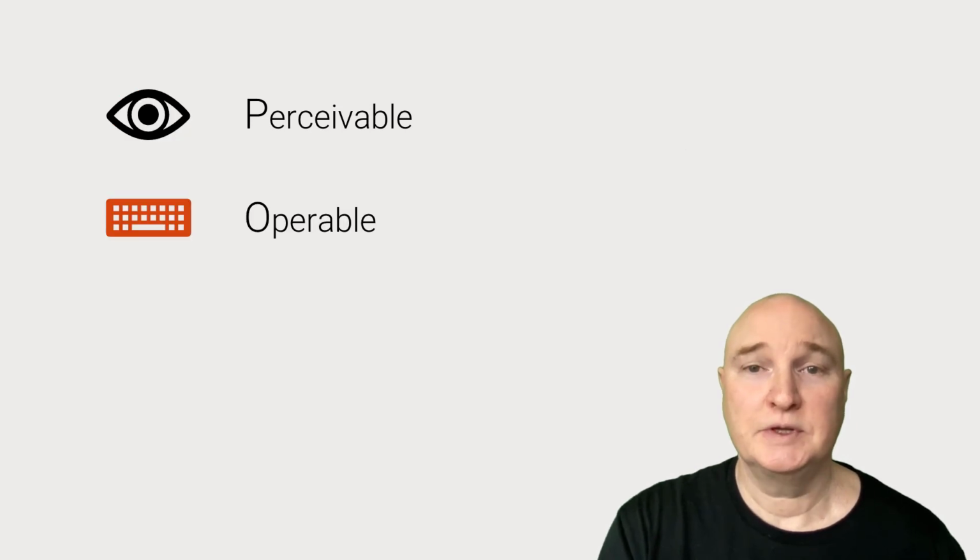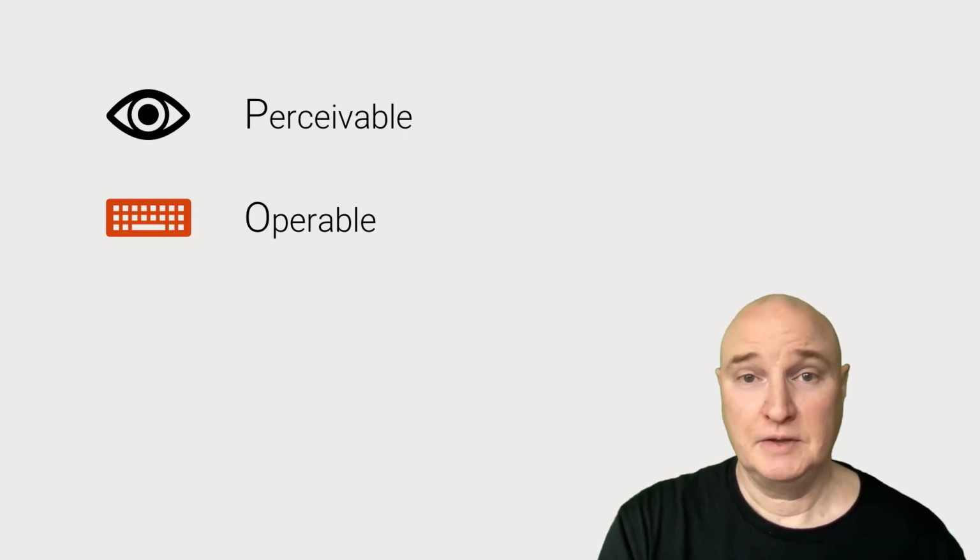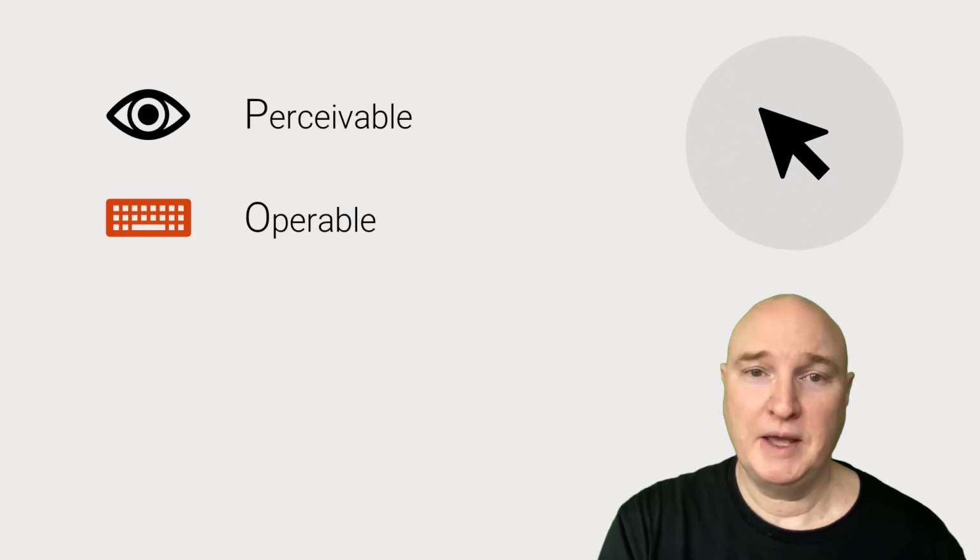The second principle is operable. Now, this means that user interface components and navigation must be operable by any technology. Now, this might be something like a link that could be activated either by a mouse or the enter button.